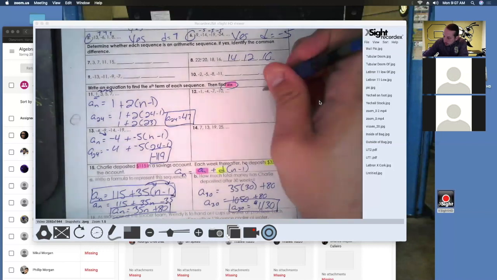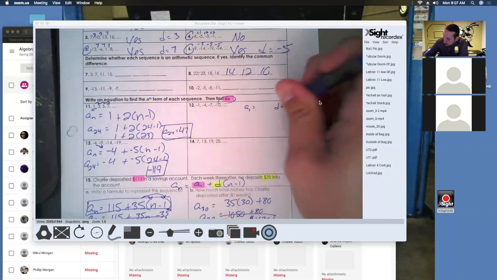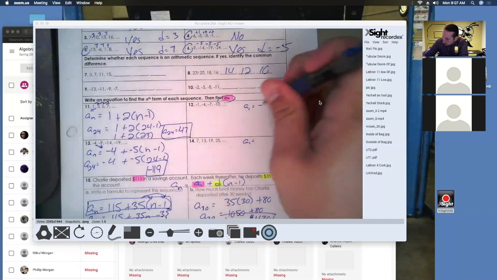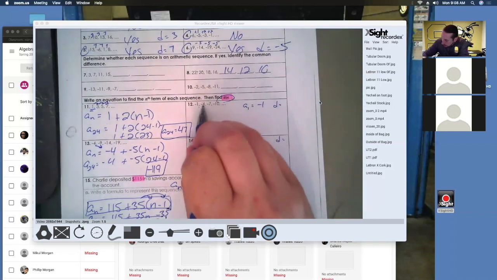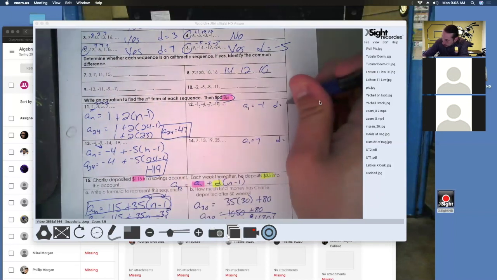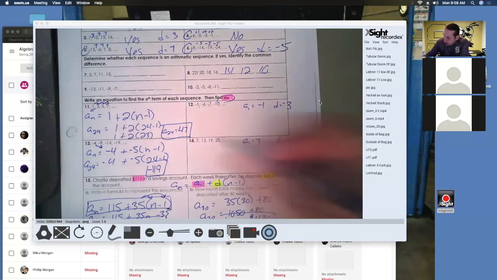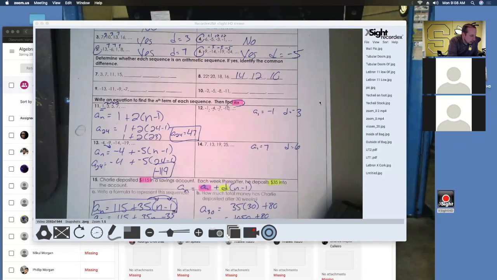All right, so if you want to go through here, the first term is -1. First term here is 7. So what's my difference here? It's -3 because it's going down 3 every time. And then here it's going to go up 6 every time. So D is 6. So would the equation for 12 be -1 plus -3 times (n minus 1)?